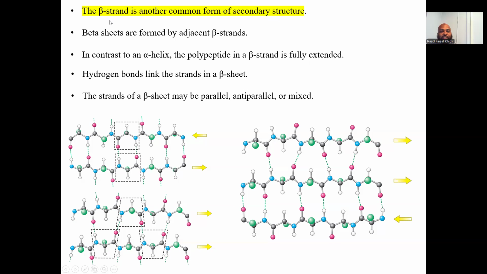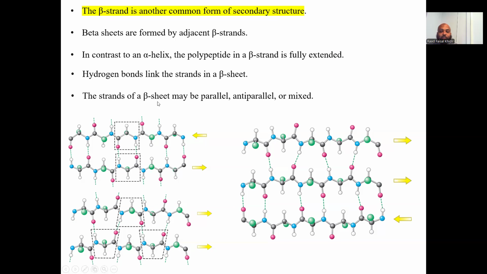Okay, now let's look at the beta pleated sheet. The beta pleated sheet does not look like a helix. It looks like a plate. It's another form of a secondary structure. So the beta sheets are formed by adjacent beta strands, and in contrast to the alpha helix, the polypeptide in a beta strand is fully extended, and the hydrogen bonds link the strands in the beta sheet.